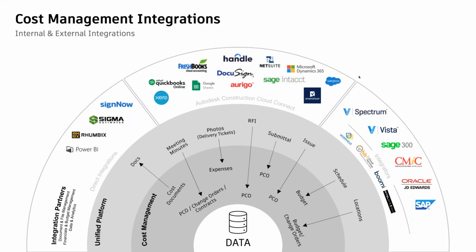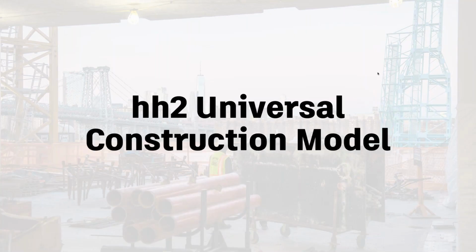And then to round it out, all of the great partners and integrations that we have, whether they're cost management specific, with other accounting systems, or with other third-party applications, and whether those are direct integrations using our iPaaS Autodesk Construction Cloud Connect, or leveraging the great relationships that we have with our third-party system integrators. All right, so with that, I'm going to turn things over to Michael Newland to take us through some of the existing features and newly released features that HH2 has delivered, leveraging the universal construction model.